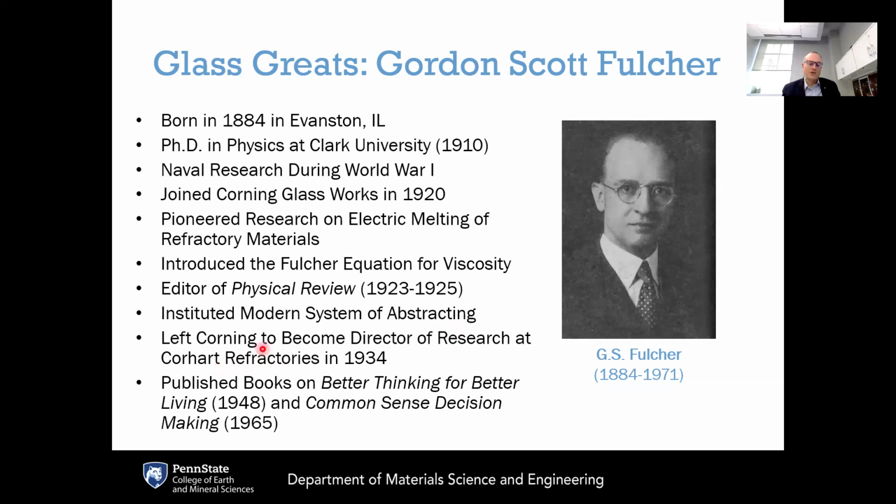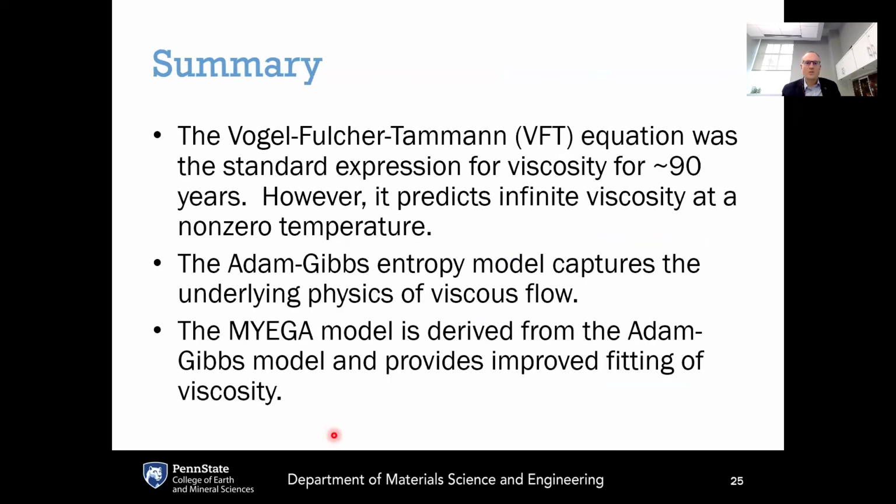And he was also very interested in psychology and metacognition, the science of thinking. He published two books in those areas called Better Thinking for Better Living in 1948 and Common Sense Decision Making in 1965. So I believe Fulcher represents a great argument for why it's so important for industry to collaborate closely with academia. He really built that strong bridge between industry and academia.